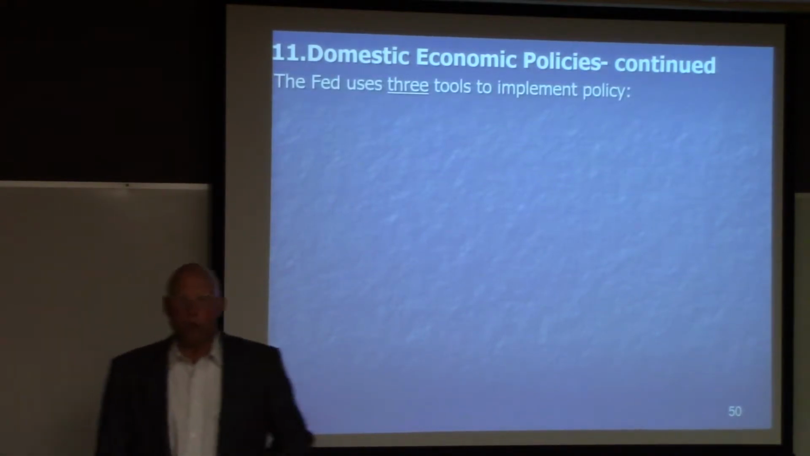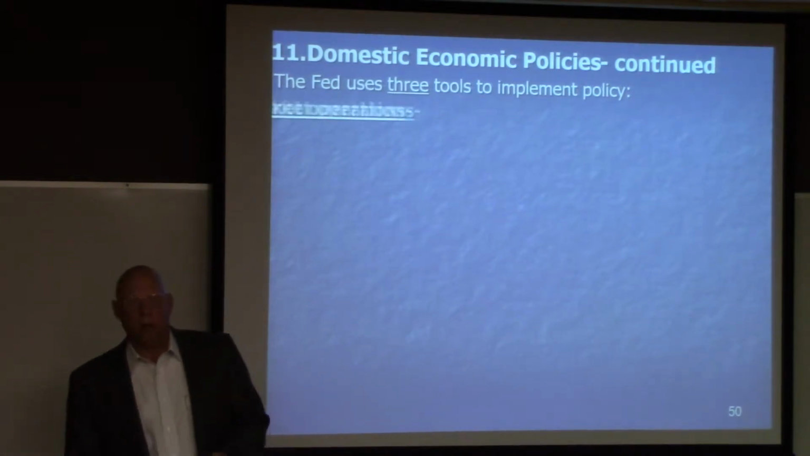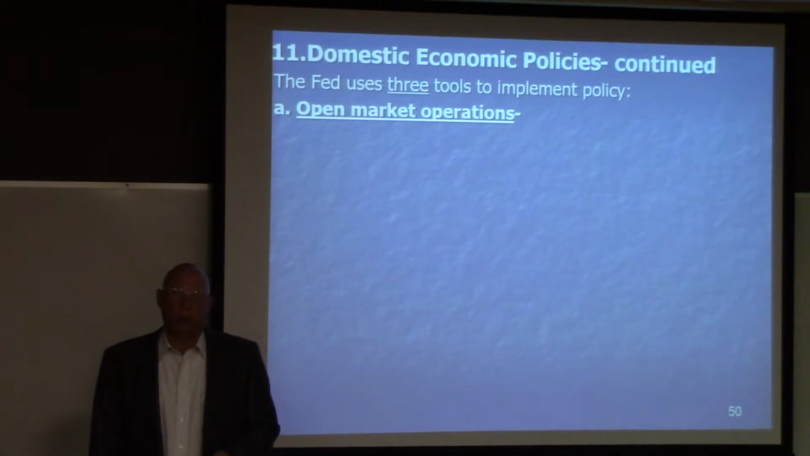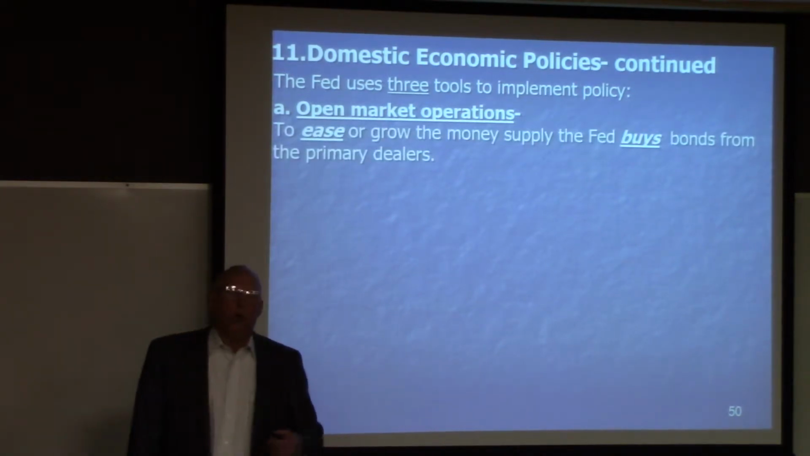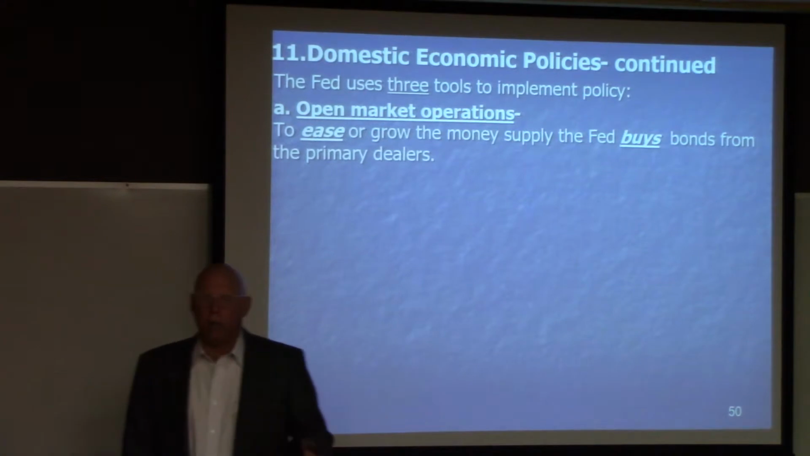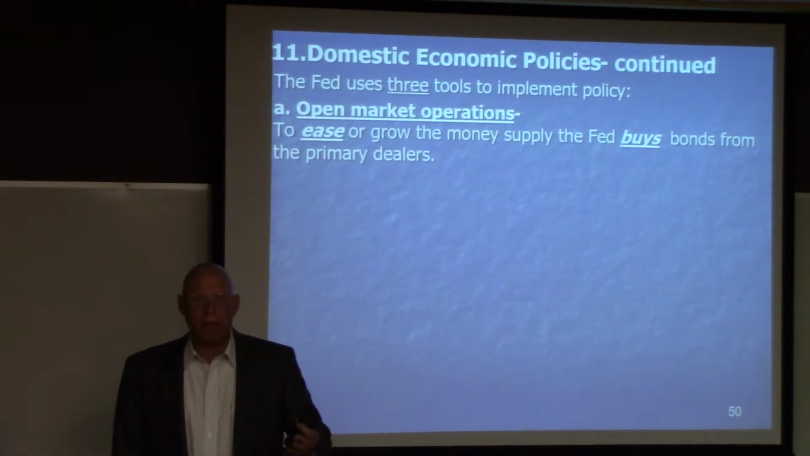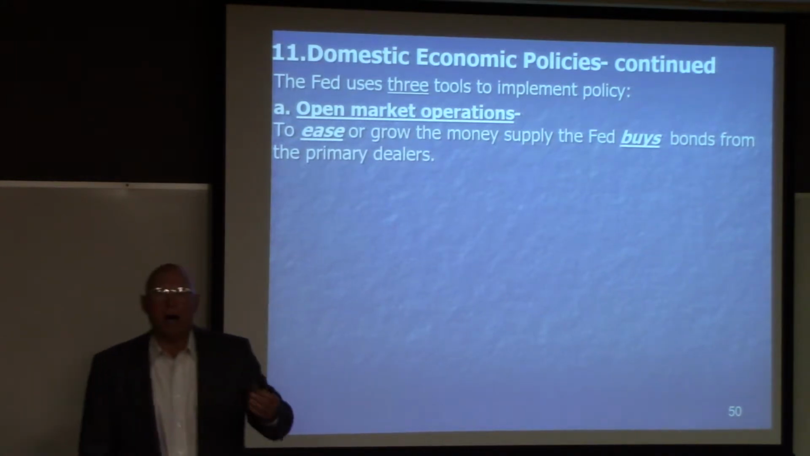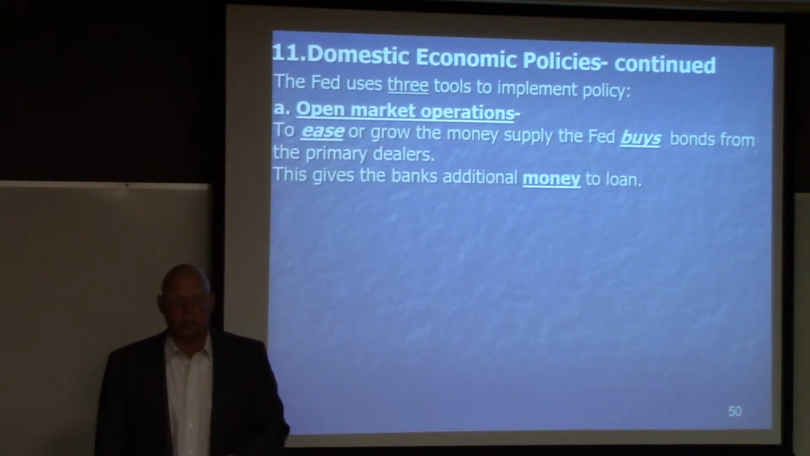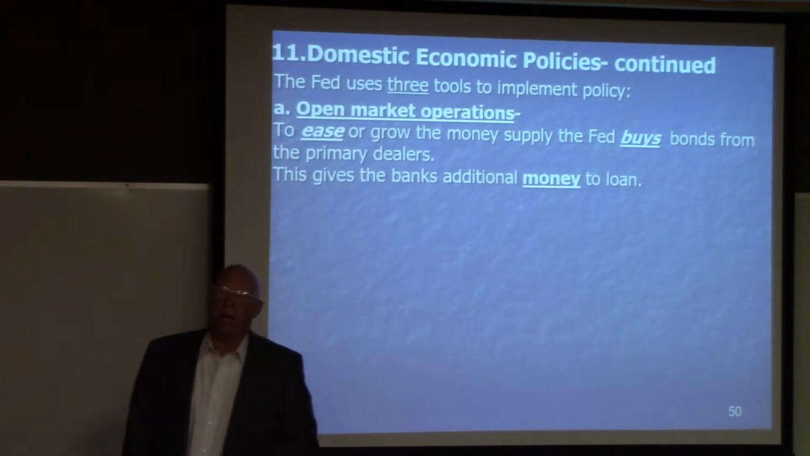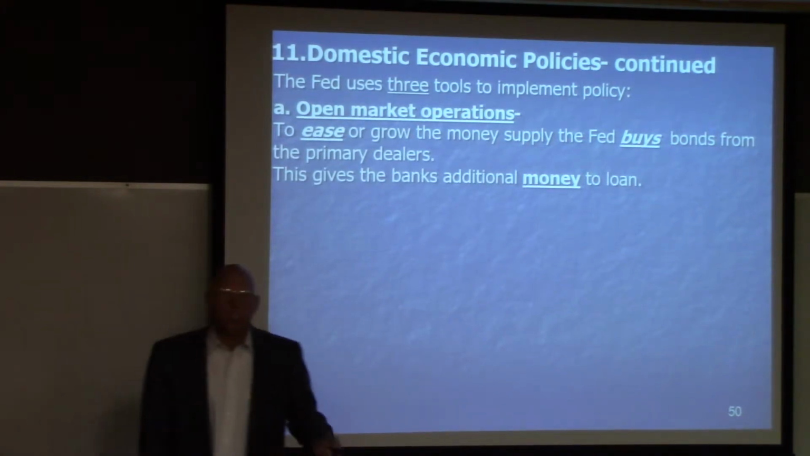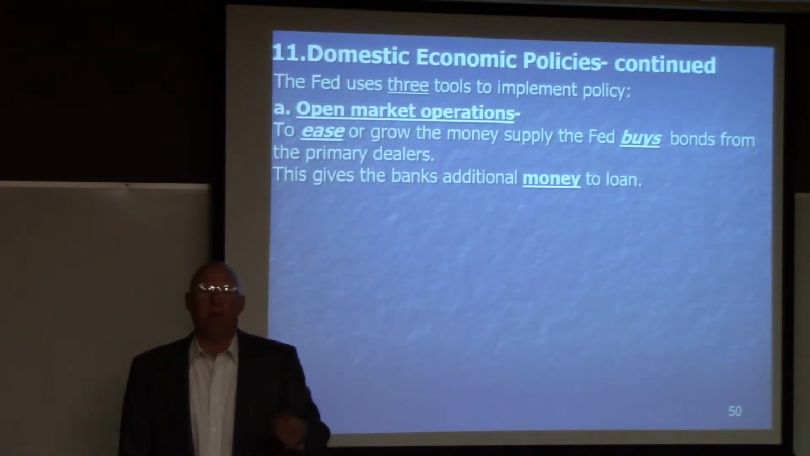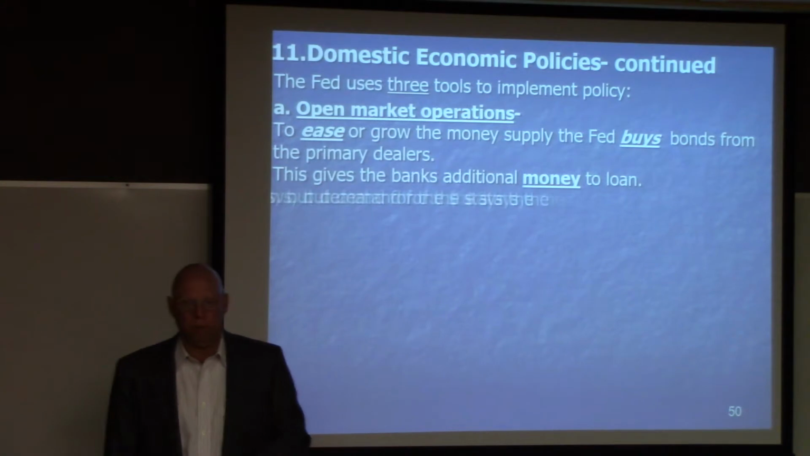So there are 3 tools that the Fed uses to implement policy. The main one is open market operations. What is this? Well, to ease or grow the money supply, the Fed will buy bonds from the primary dealers. They will buy bonds from the banks. Let's take a look at the primary dealers. These are 35 banks and investment banks. This gives the banks additional money. If the Fed is buying bonds from the banks, they are injecting money into the system.